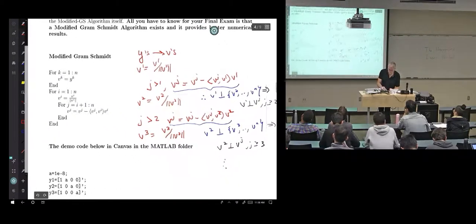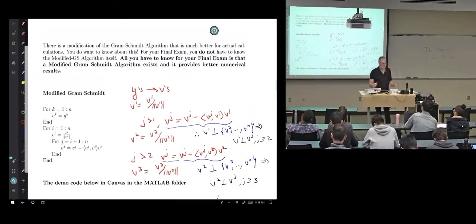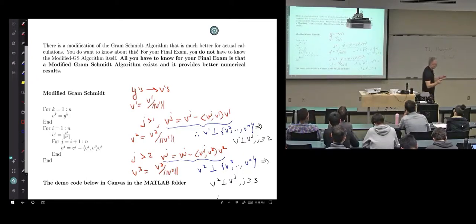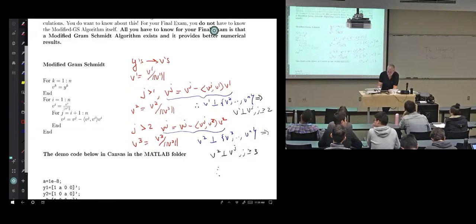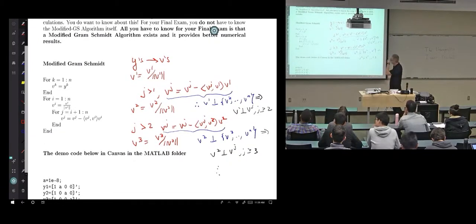So here's what's called the modified Gram-Schmidt. And all I want you to know is that this algorithm exists. Okay? And when you go to some other class, use this. This is the one you program up when you need to do Gram-Schmidt. Okay? Because it's numerically well behaved. So it's just a little bit different, but you can see it's kind of the same thing.